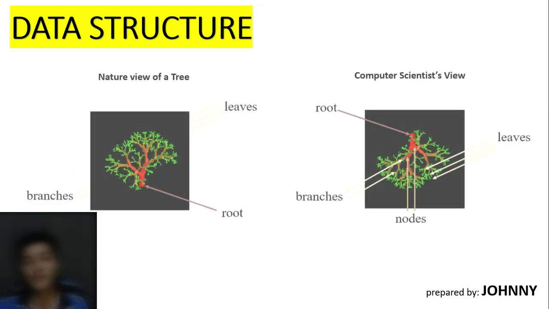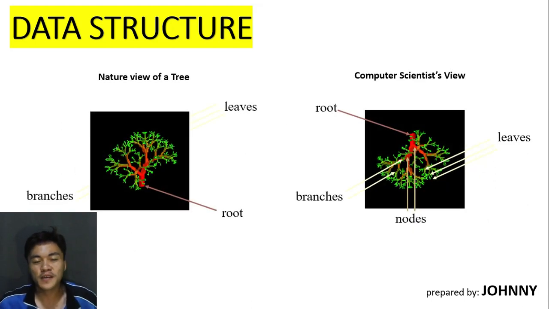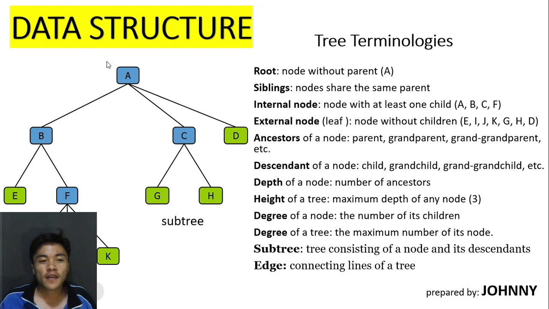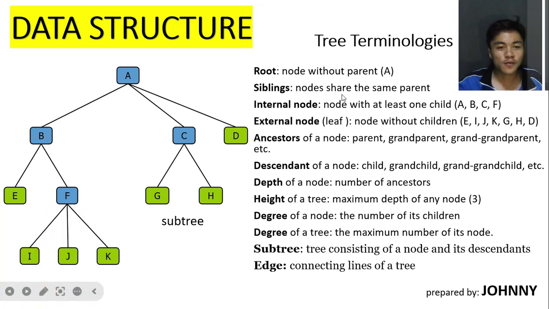Okay, this one might seem funny to you. This is very unusual because nature's view of a tree is normally that the roots start from the bottom and the leaves go to the top. But a computer scientist's view is that the root starts from up above and the branches, leaves, and nodes go down. Okay, the root is a node without a parent.